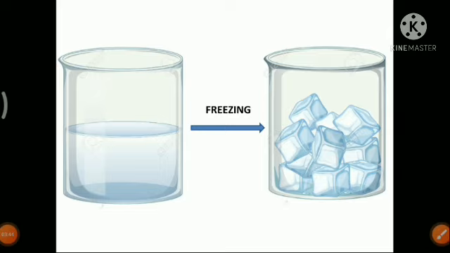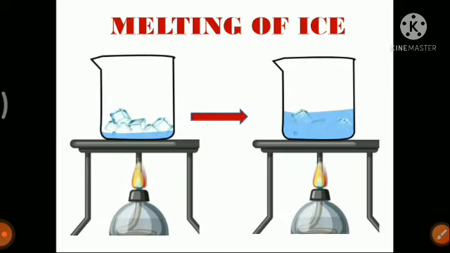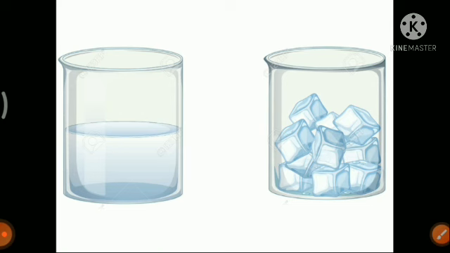Once we freeze the water, we will see that this water changes into ice. That means first we got water by heating the ice, and then we got ice back again after freezing the water. So once we change the ice into water, we can again change the water into ice. So this process is reversible.